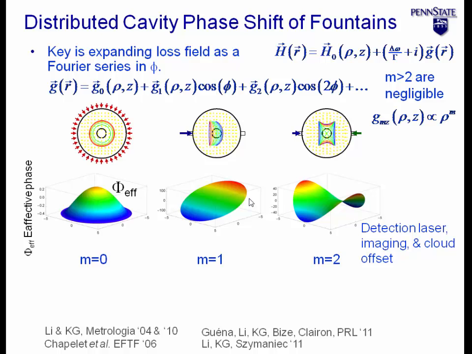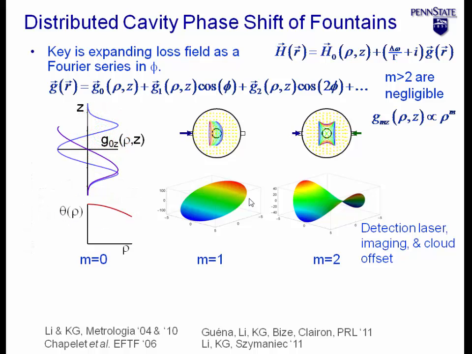So the m equals 0 and the m equals 2 can be calculated, and the m equals 1 is measured. For m equals 0, it's really not the transverse phase that matters, but the longitudinal phase. And so here's the longitudinal phase.